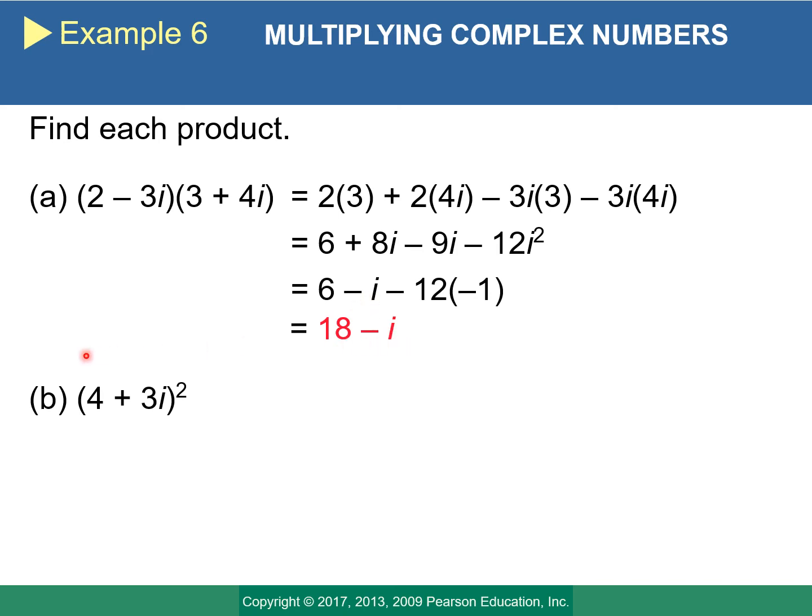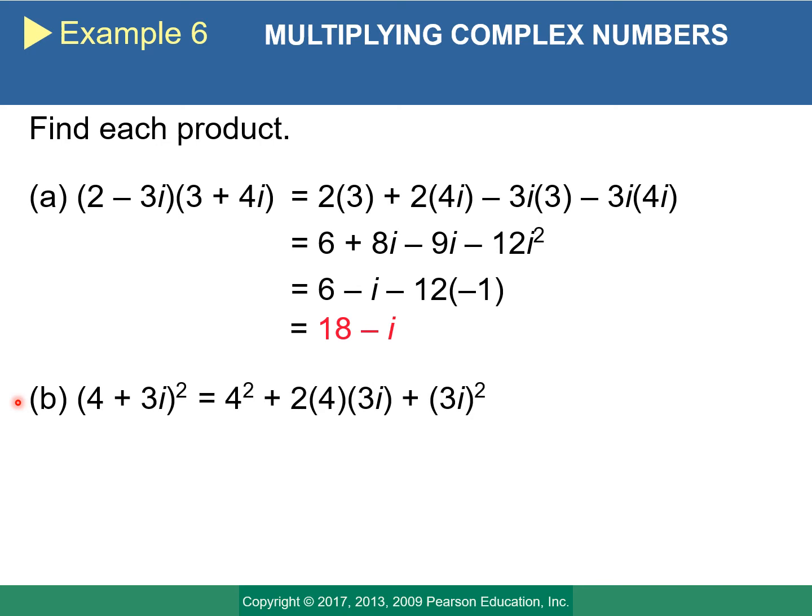On part B here, we're still going to FOIL this out, but notice it's just the same binomial times itself because it's squared. So it's 4 plus 3i times 4 plus 3i. So if you think you want to try this out, go ahead and pause and try it, and then I'll show you.